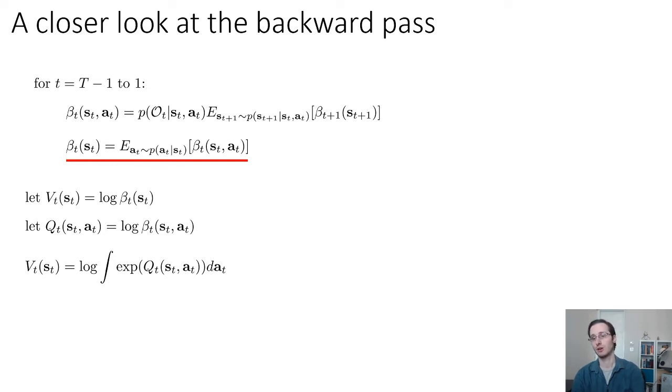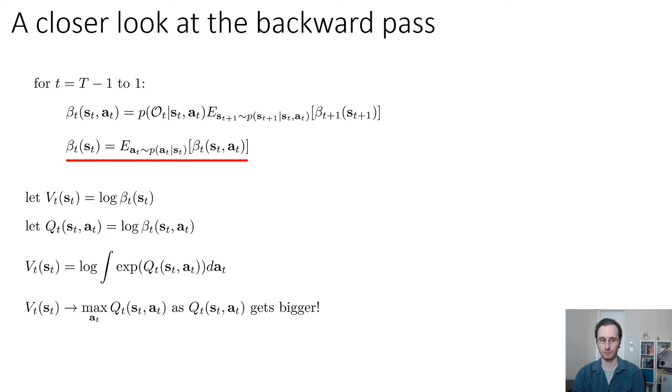This is not the same as the soft max that we use as a loss function in deep learning. It is a soft relaxation of the max operator. So this expression for V_t of s_t approaches the max over a of Q_t as Q_t gets bigger and bigger. So that's pretty interesting. We saw in reinforcement learning that the optimal value function is the max of the optimal Q function. Now we see that in the inference perspective, the value function is the soft max of the Q function, which kind of makes sense. We want to soften our notion of optimality so that slightly suboptimal things are still possible.